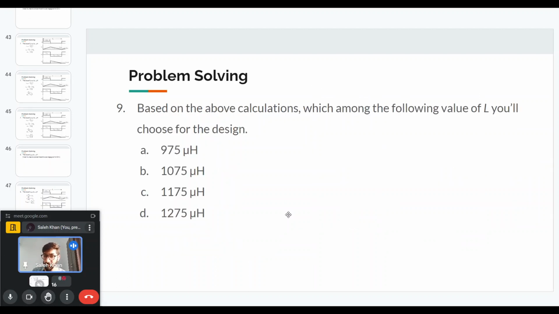And finally, the last question is a multiple choice question based on the above calculations: which of the following inductance values would you choose? So, it's a very simple question. I think most of you can guess what the answer is. Those who have understood this question can write their guesses in the chat, what they think should be the answer.